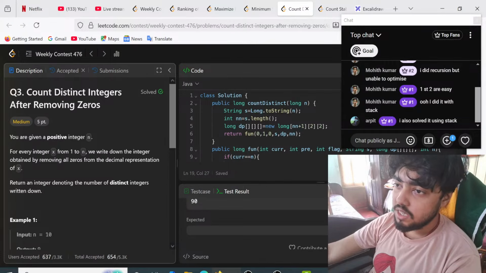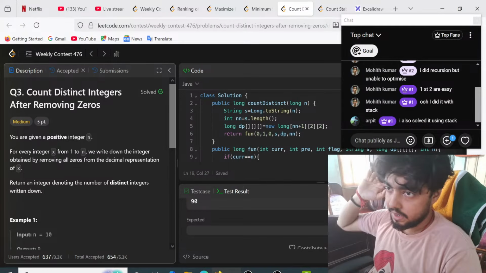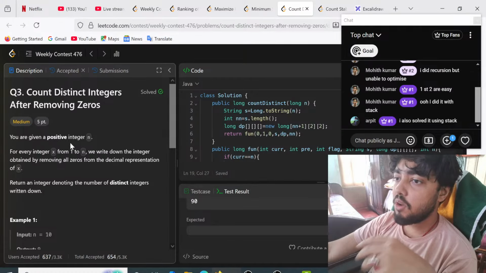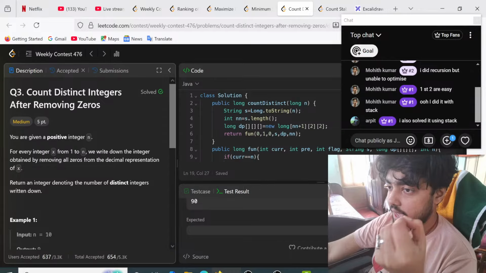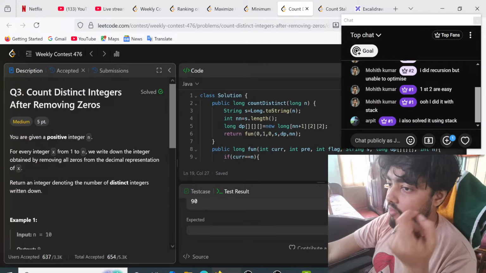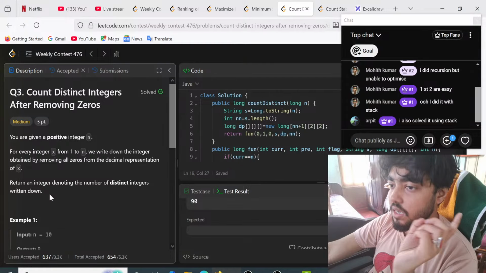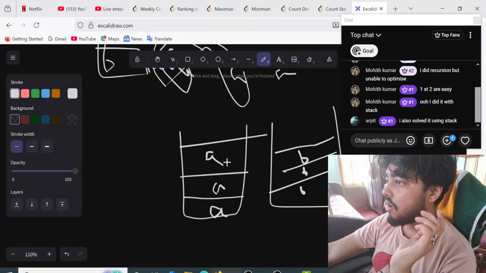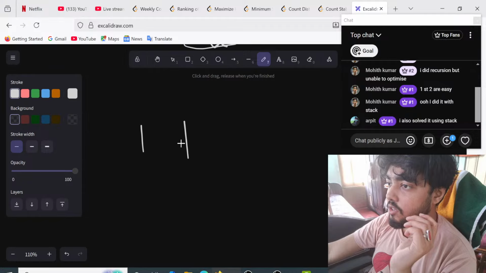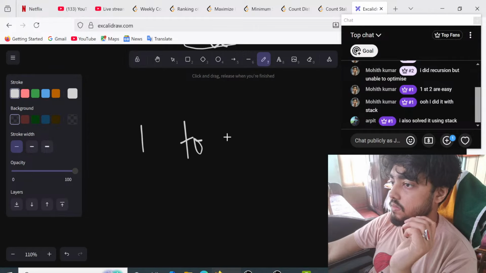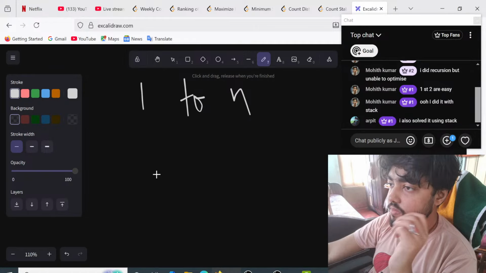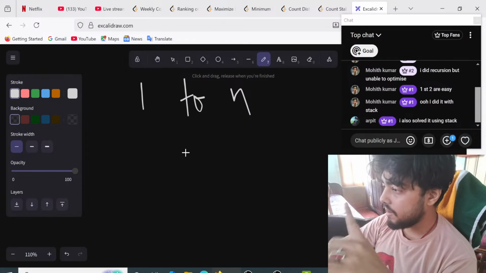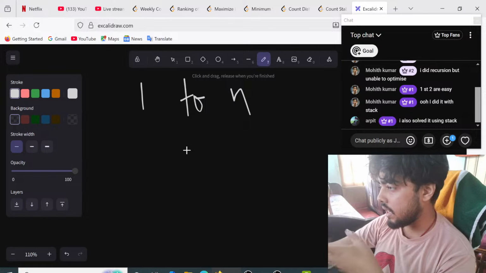Okay, let me start from the beginning. The third question is count distinct integers after removing zeros. You're given a positive integer n. For every integer x from 1 to n, we write down the integer after removing all zeros from the decimal representation. Return an integer denoting the number of distinct integers written down. Which means from 1 to n, you are going to write all the elements, but whenever you find a number which has zeros in it, you are going to ignore the zeros.